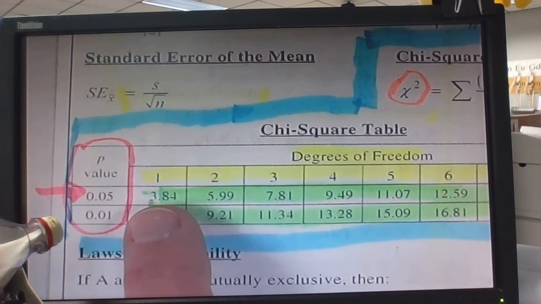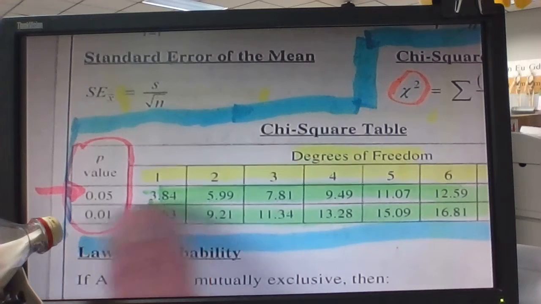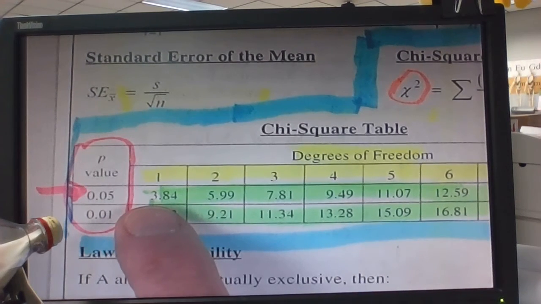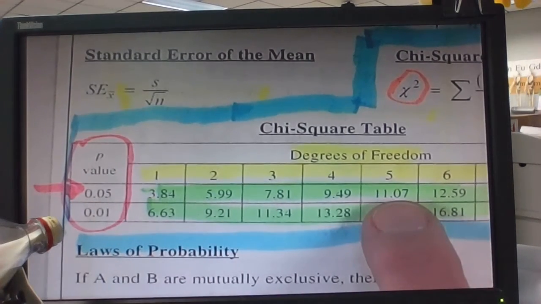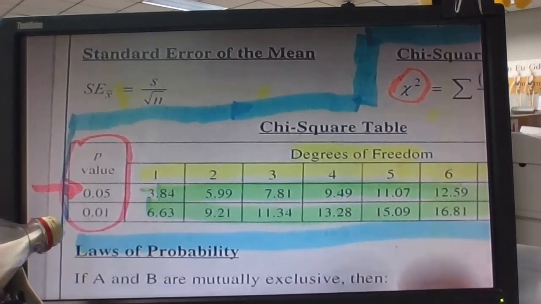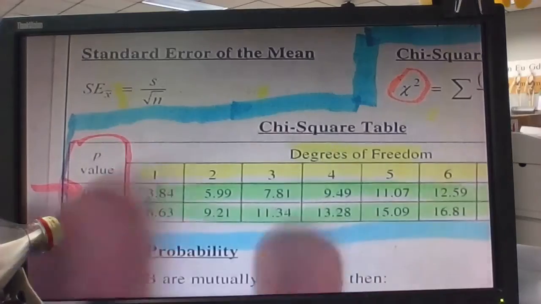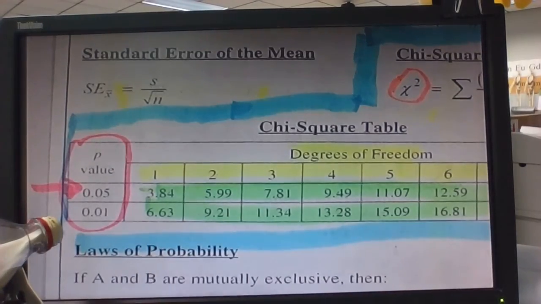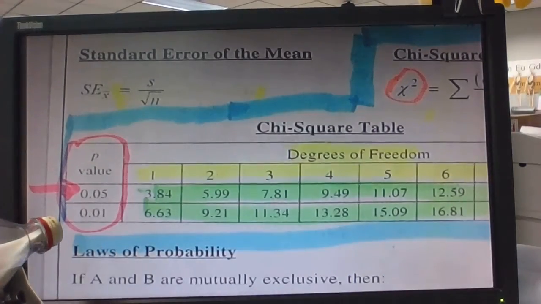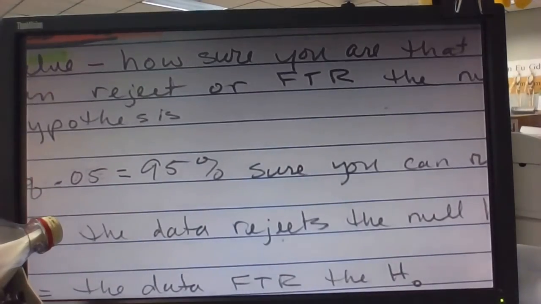How many degrees of freedom do we have in the coin flip? That's the only number you look at. How many degrees of freedom on the dice roll? That's the only number you look at. So what we're saying is 3.84. If it's over that, nothing else matters, because 3.84 is the critical value. So that's the turning point right there. You don't look at any of the other ones for that situation. Good question. Any other questions?